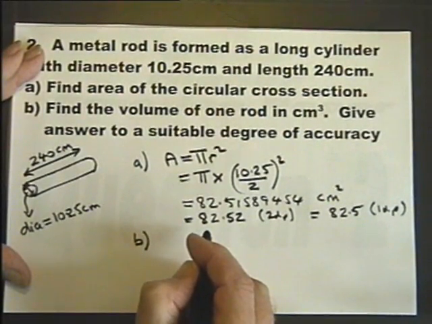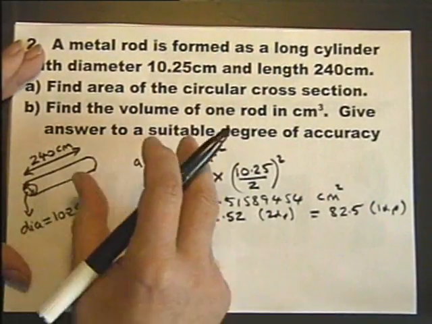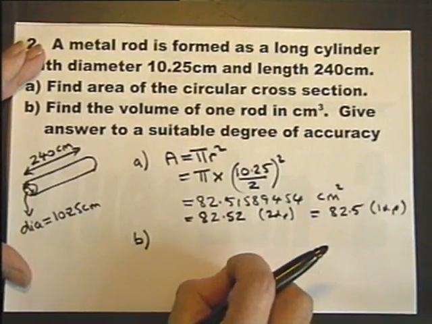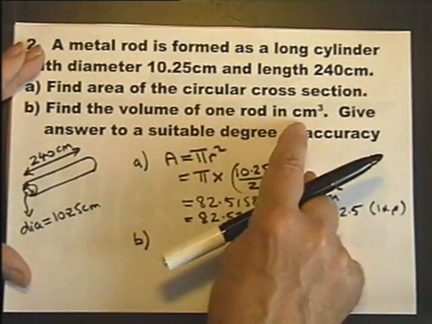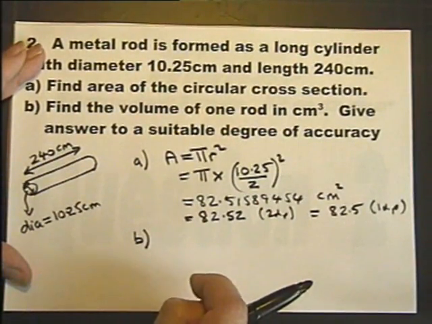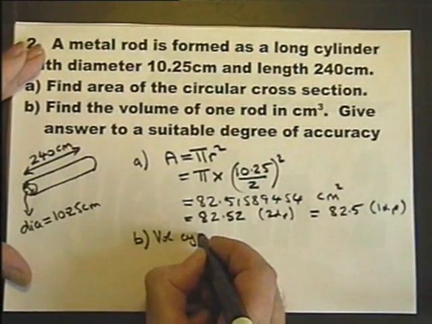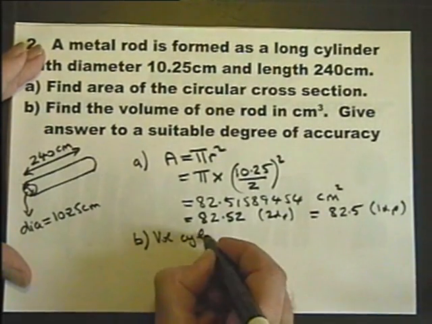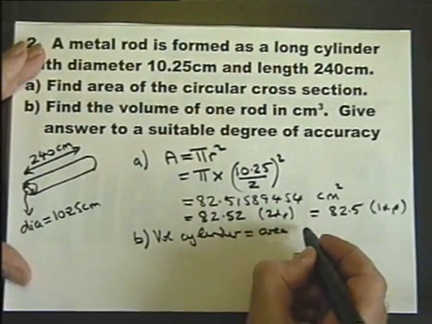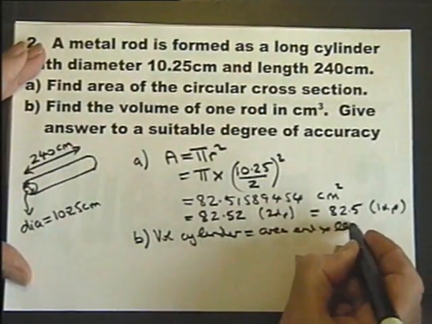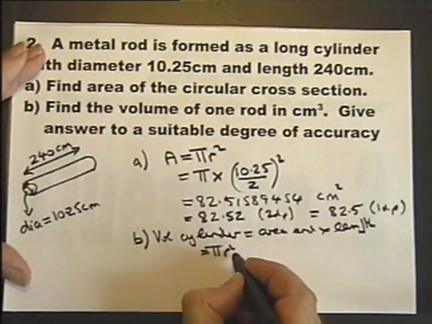Part B. The volume of the rod in cubic centimetres. Well, everything's in centimetres, so that bit's okay. If it wasn't, like I said earlier, if that was 2.4 meters, I'd have had to consider it at this point. It's the volume of a cylinder. The volume of a cylinder is the same as the volume of a prism. It's the area of the end times the length. So that's pi r squared, that's the area of the end, times the length.